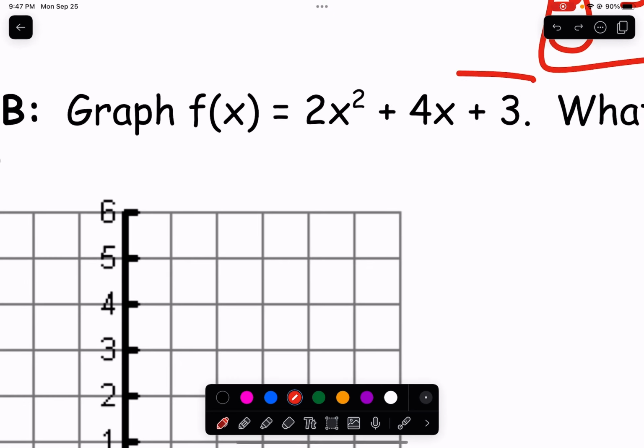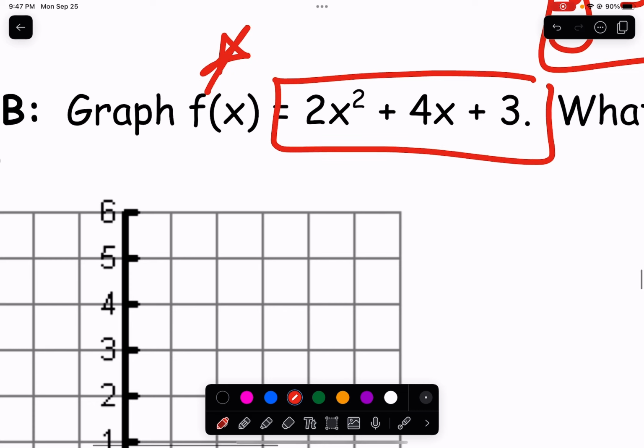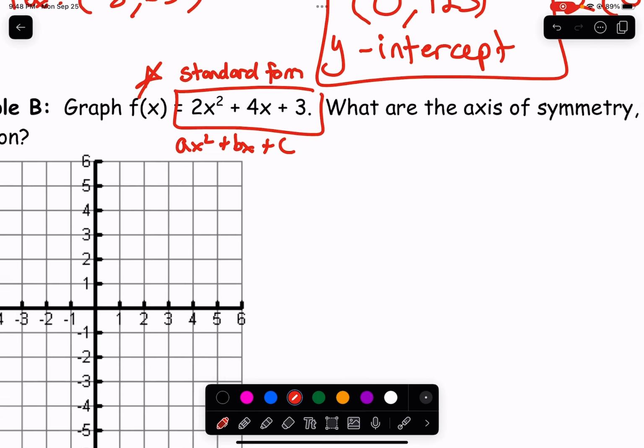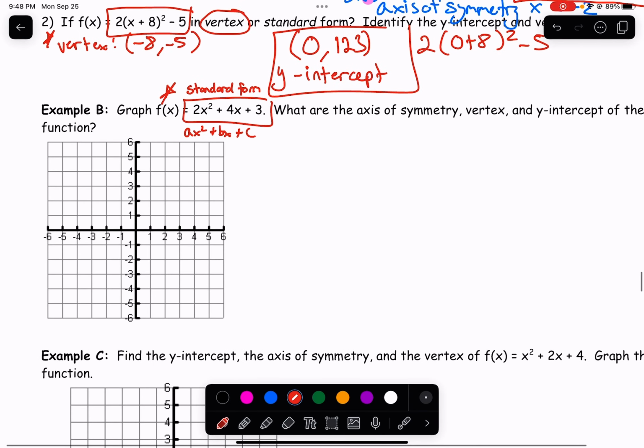All right. Alrighty, so let's take a look here at example B. What form is this in? Is this guy in vertex form or is he in standard form? So this guy is in standard form. If you recall, that is ax squared plus bx plus c.